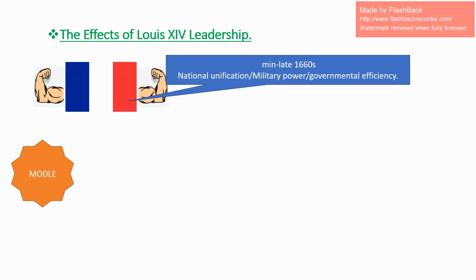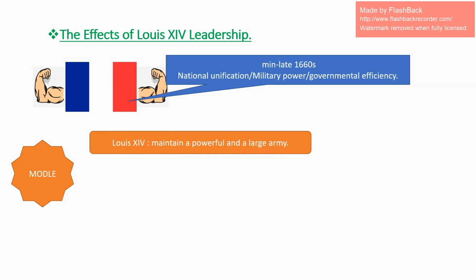Now this was because of his leadership. He made France a model. What is the meaning of model? It means that all of the other nations wanted to become like it, like Louis XIV. How could he maintain all of this power and become the most powerful monarch at that time, in the mid to late 1660s, and how was he able to maintain the large army and military power that France had at that time?